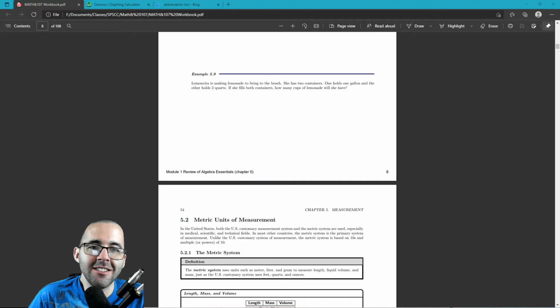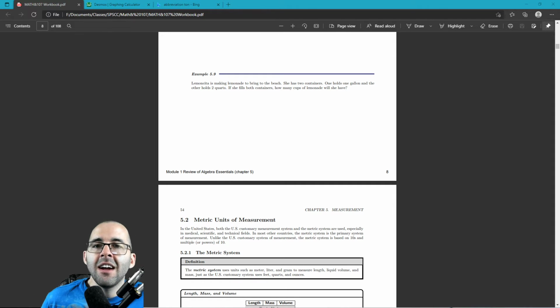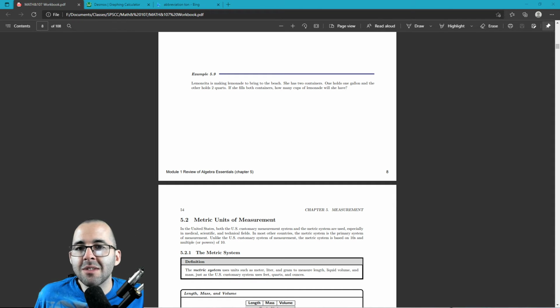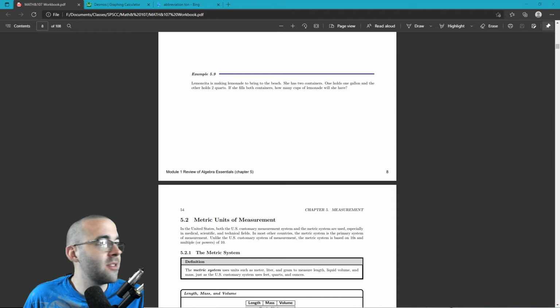And she has 2 containers. And now one of these containers holds a gallon and the other holds 2 quarts. If she fills both containers, how many cups will she have? So maybe she's selling them by the cup. So she wants to know how many cups she'll have if she fills in both the containers. And if she knows how much she's charging for cups, then she knows how much money she can make.